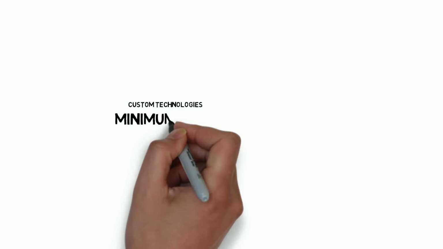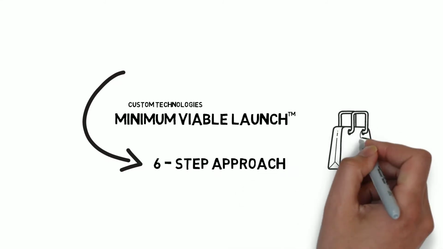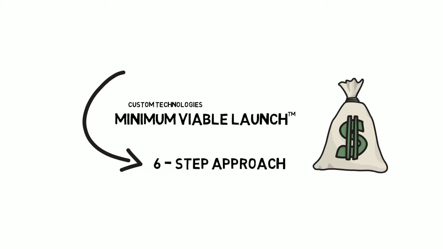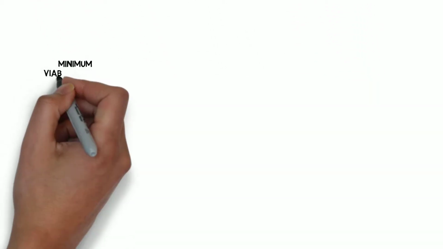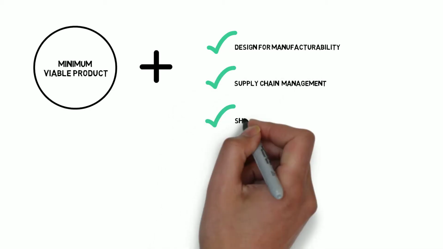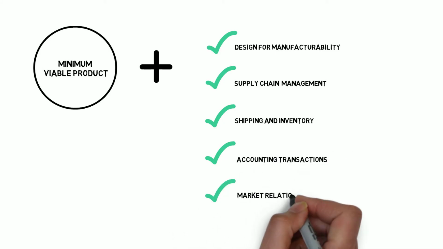At Custom Technologies, we have pioneered the minimum viable launch process, a 6 step approach that gets your product to revenue in the most streamlined way possible. It adds to the minimum viable product approach by including components that are often missed by this approach, including design for manufacturability, supply chain management, shipping and inventory, accounting transactions, and market relations.